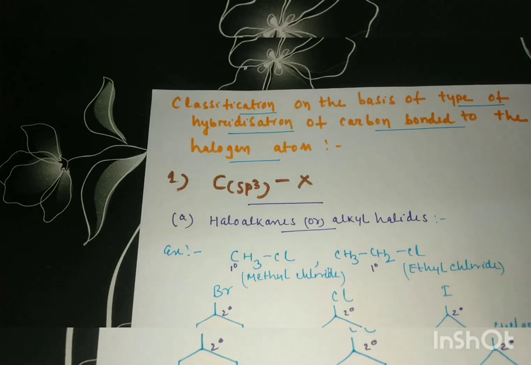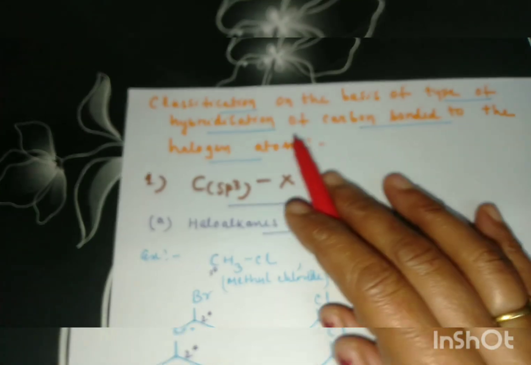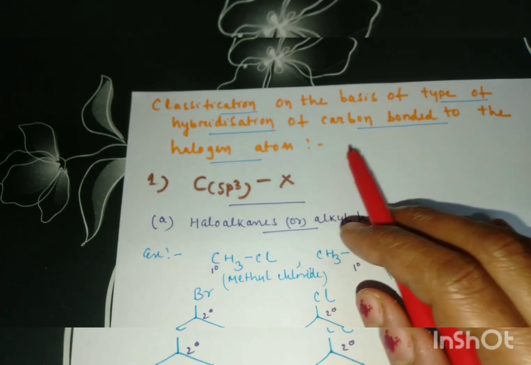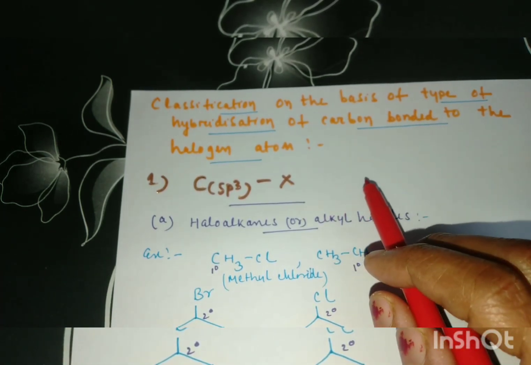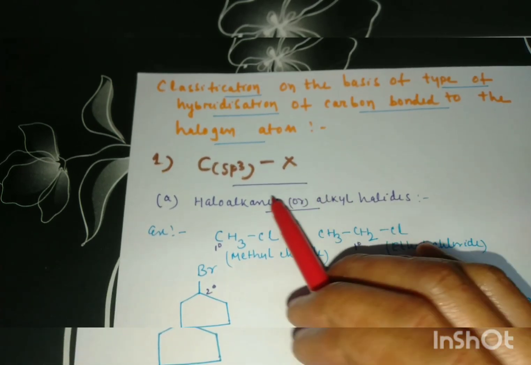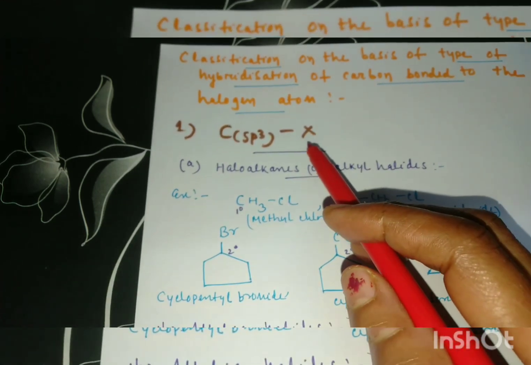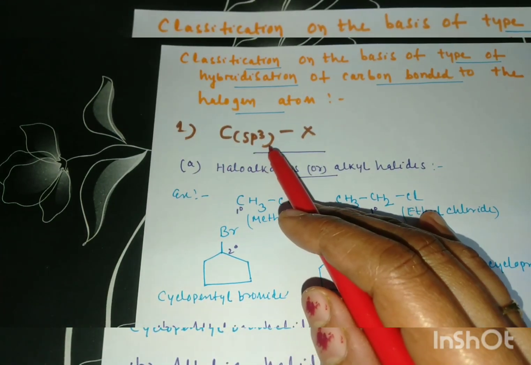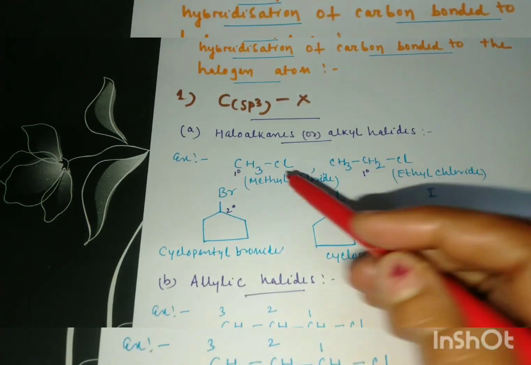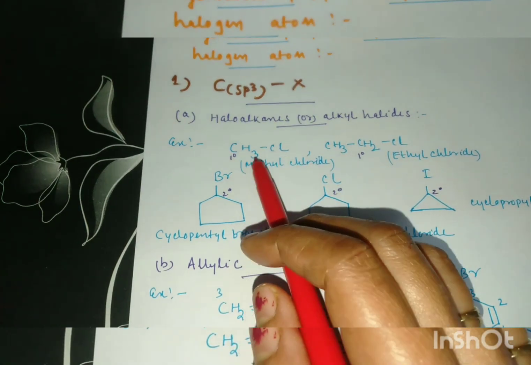Now next we will discuss the classification on the basis of the hybridization of the carbon bonded to the halogen atom. That means the halogen is attached to which type of carbon, having which hybridization. The hybridization may be sp3, sp2 or sp. First we will discuss when the halogen is attached to a carbon having sp3 hybridization. There are four types. Number one is haloalkanes or alkyl halides. Suppose we take one example, CH3Cl.